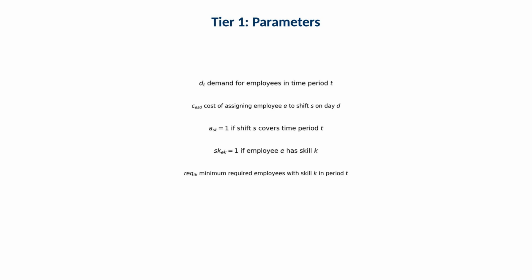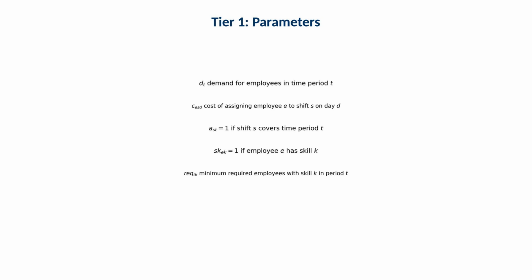You also parameterize skills and rules. Skill indicators tell you which employees have which skills. Skill requirements tell you the minimum number of employees with each skill needed in each time period. Availability tells you whether an employee can work a given shift on a given day, and you include labor rule parameters like the maximum consecutive working days allowed and the minimum rest periods between shifts.